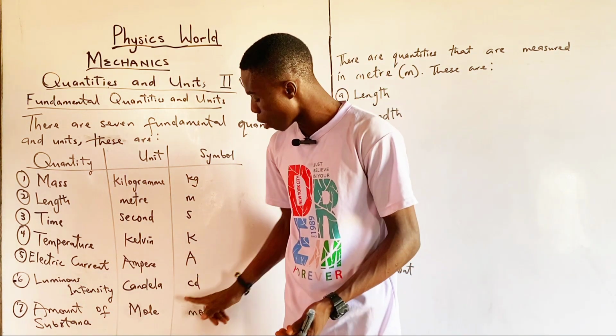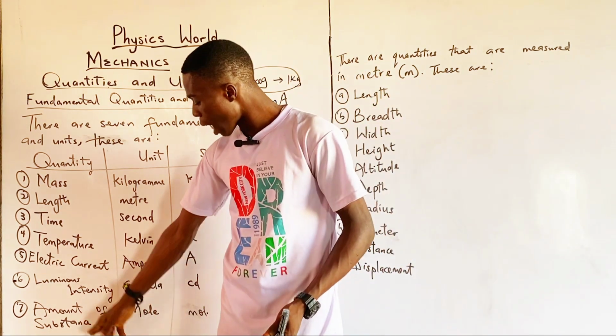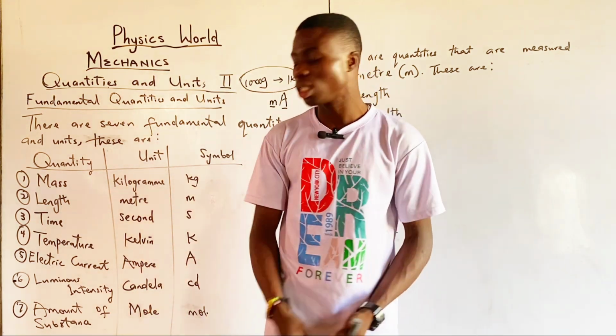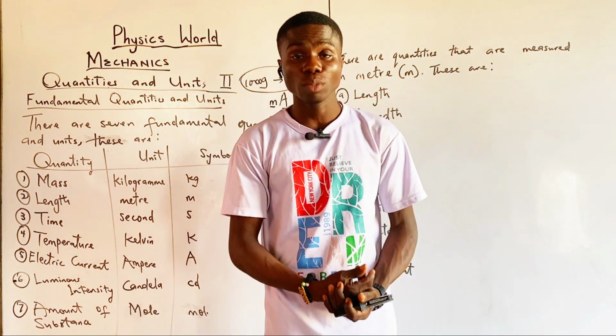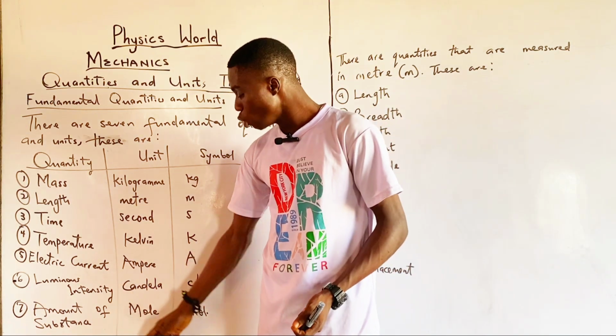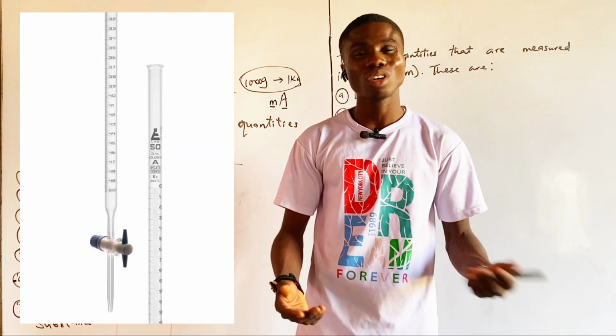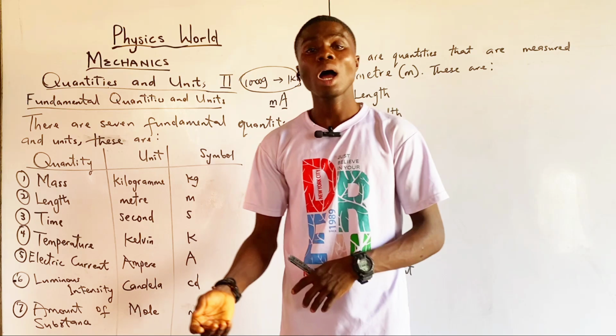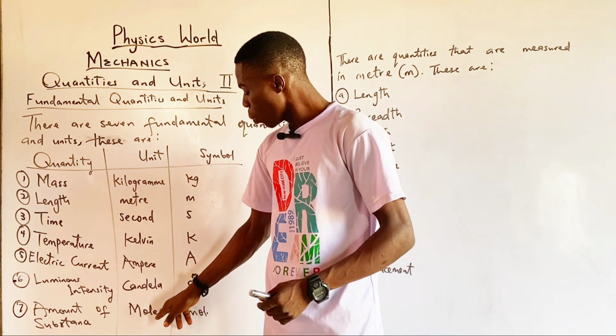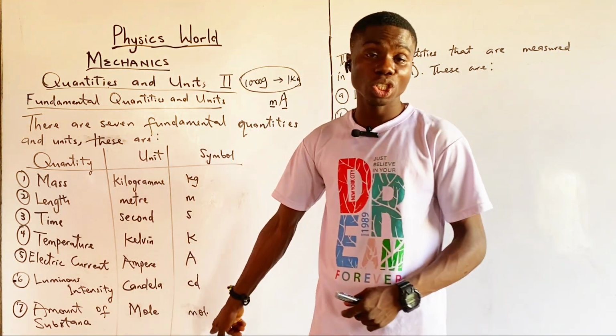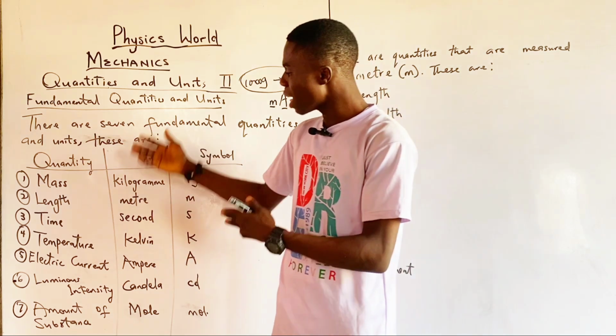It measures it in candela, which is emitted by CD, and amount of substance, that is what we use in chemistry actually, which we use maybe pipette or burette to measure, a number of moles of an acid or base. So it is measured in what? Moles, which is short as mole. So these are the fundamental quantities.